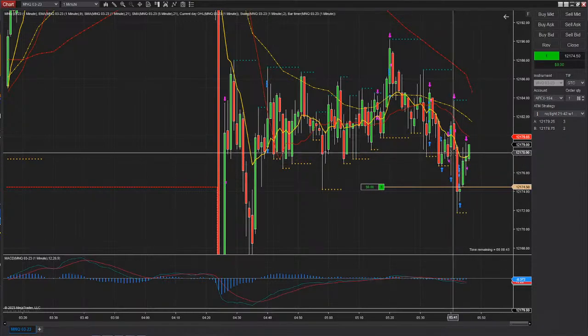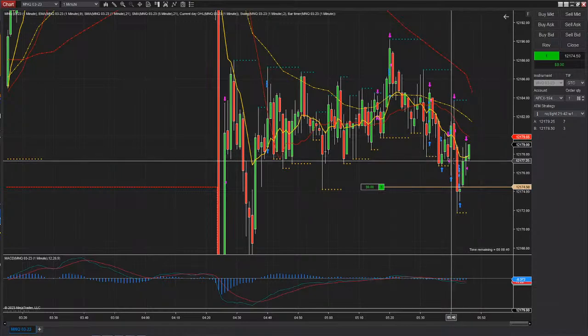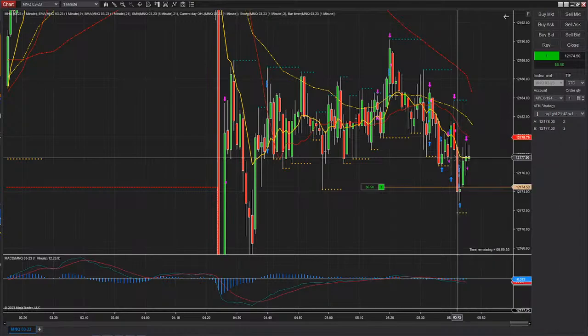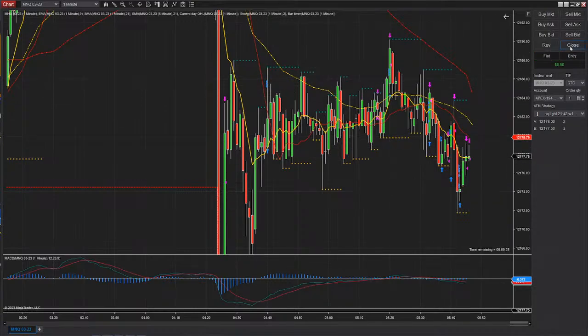You know what I don't know how to do? Set a trail with the mouse. Like if I go like this for a trail, how do you set a sell stop market? I don't know how to do a trail. I know how to do the ATM strategy from here. It's all set and whatnot, but I'm just gonna close it.